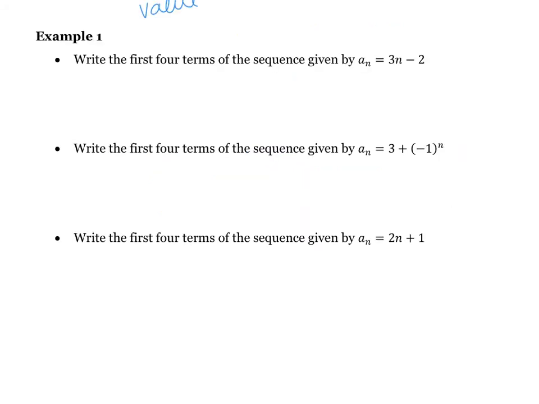Sequences are written as functions, but they are not written in function notation. They're written with subscripts, and by subscripts, I mean things like this little n right here. So we read that a sub n equals 3n minus 2. So if I'm going to write the first 4 terms of this sequence, the first thing I would do is say, okay, well, what is a sub 1?